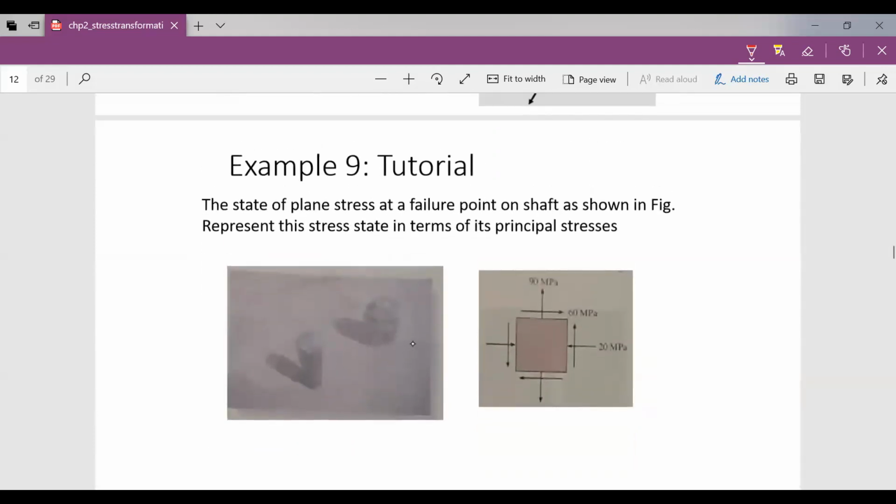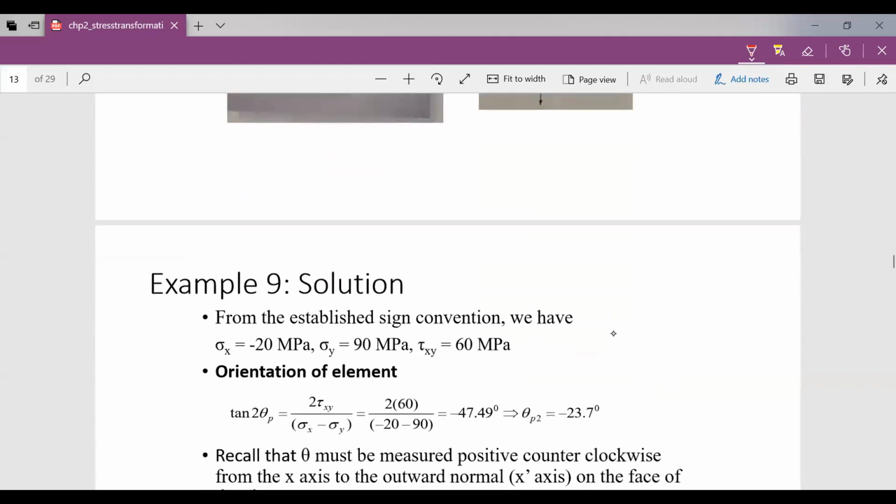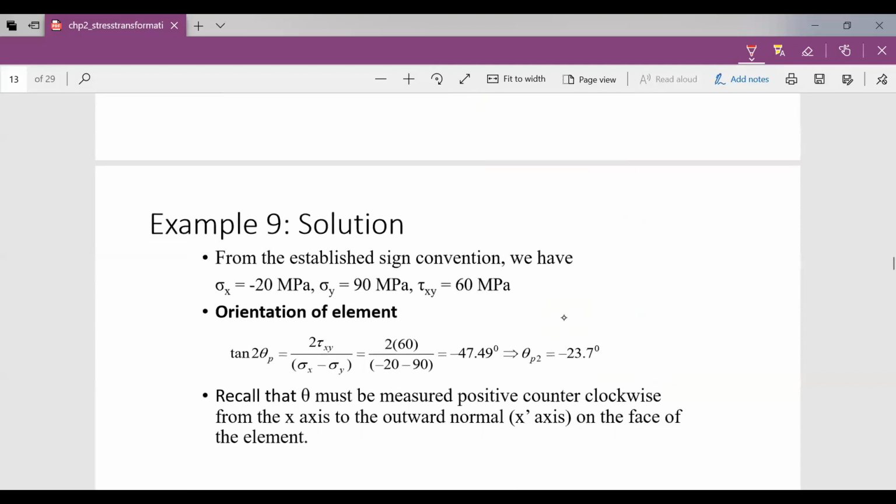Example 9. The state of plane stress at the failure point on the shaft is shown in the figure. Represent the stress state in terms of principal stress. Okay, the 90, 60, 20. Good. First, we need to identify the established sign convention: sigma x is negative 20 megapascal, sigma y is 90 megapascal, and tau xy is 60 megapascal.